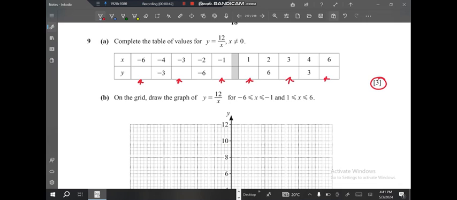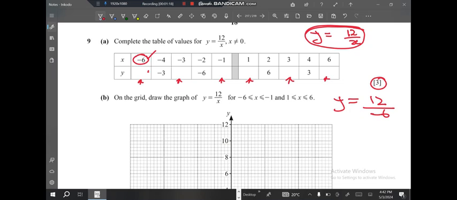The equation is given, which is y equal to 12 over x. They are giving you the value of x in this part and asking you to find the value of y here. So you just use this equation. You say y is equal to 12 over minus 6. By doing so, you get the value of y. So y is minus 2. Then you write minus 2 here.